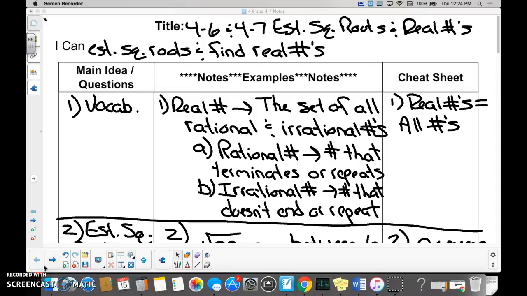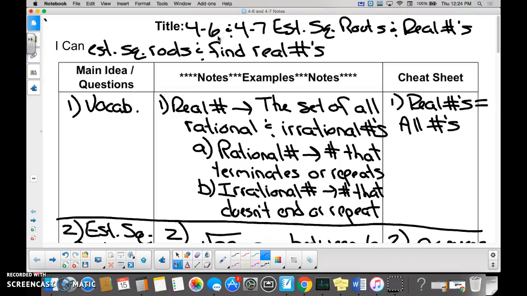4-6 and 4-7, estimating square roots and real numbers. I can estimate square roots and find real numbers. All right, to clarify, thank you, Rathika. 4-6 focuses on estimating square roots, which we also did back in 4-5. And then 4-7 focuses on real numbers.